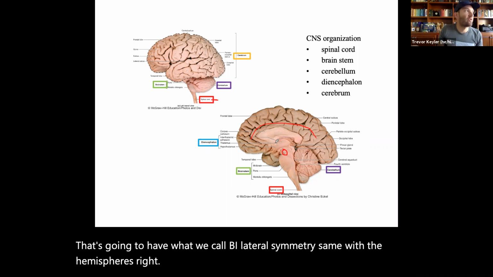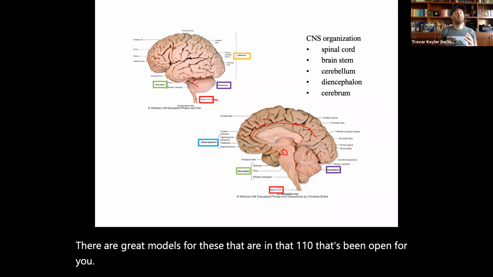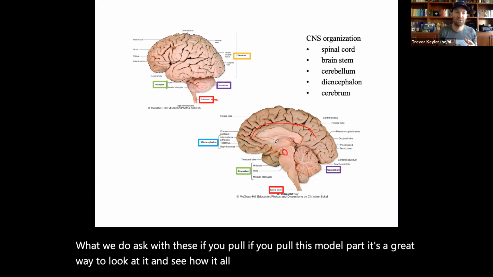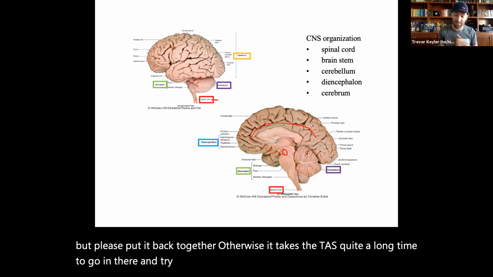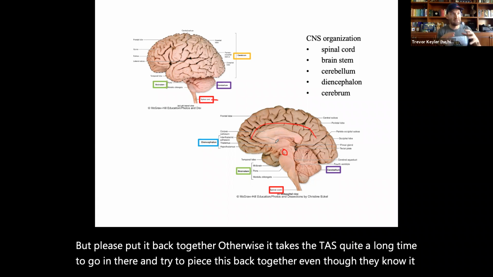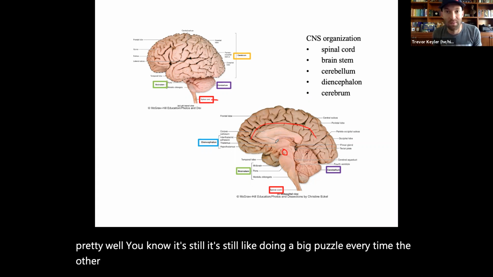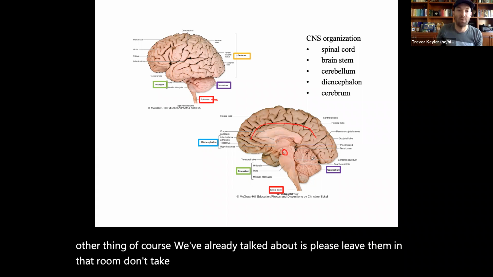There are great models for these in the 110 room that's been open for you. If you pull this model apart, it's a great way to see how these different structures fit together, but please put it back together. Otherwise, it takes the TAs quite a long time to piece it back together, even though they know it pretty well. It's still like doing a big puzzle every time. The other thing, of course, we've already talked about is please leave them in that room. Don't take them back to your dorm or there'll be a witch hunt.